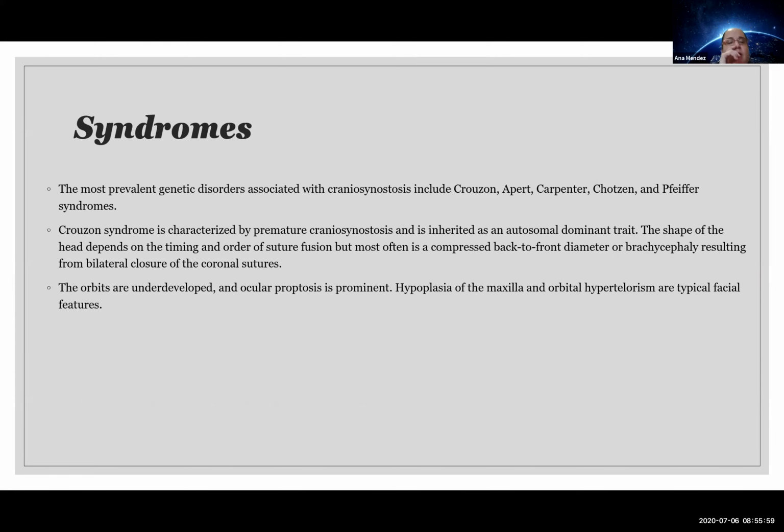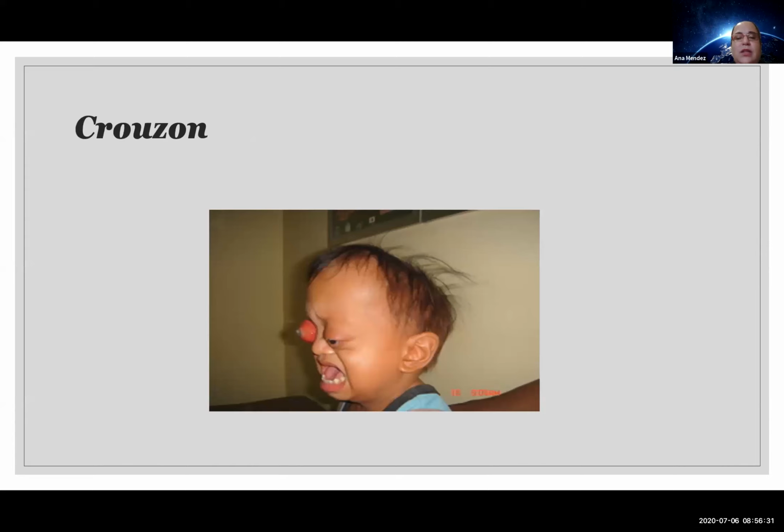So syndromes, the most prevalent genetic disorders associated with craniosynostosis include Crouzon, Apert, Carpenter, Chotzen, and Pfeiffer syndromes. Crouzon syndrome is characterized by premature craniosynostosis and is inherited in an autosomal dominant trait. The shape of the head depends on the timing and order of the suture fusion, but most often is compressed back to front diameter, or brachycephaly, resulting from bilateral closure of coronal sutures. The orbits are underdeveloped and ocular proptosis is prominent. Hypoplasia of the maxilla and overall hypertelorism are typical of facial features. And there you have one of Crouzon's.